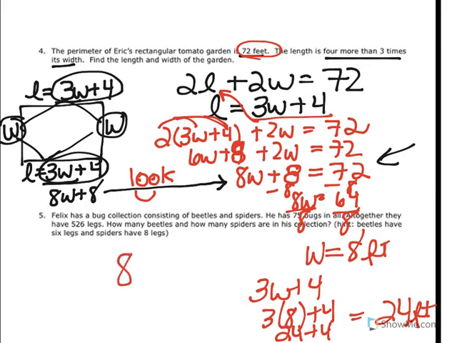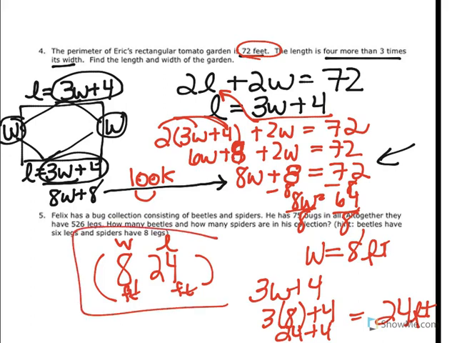So we have 8, 24. This is the width, this is the length, and it is feet. Bam! Okay, let's do the last one.